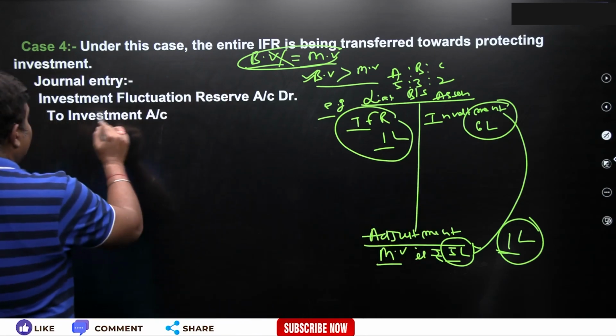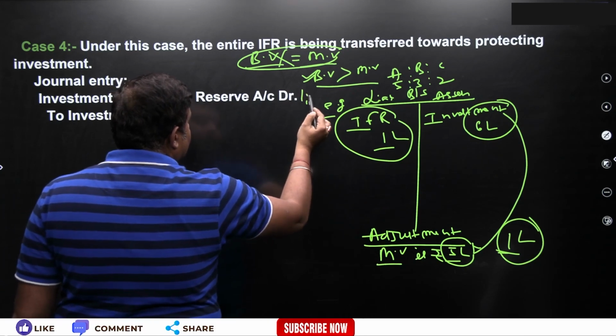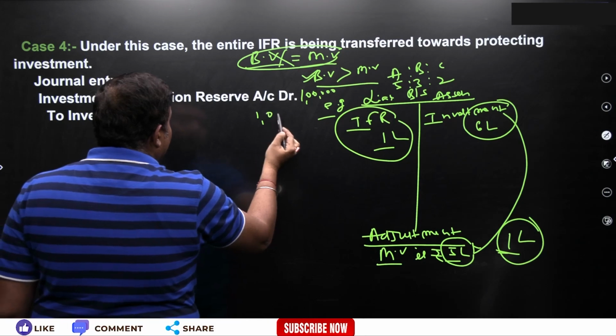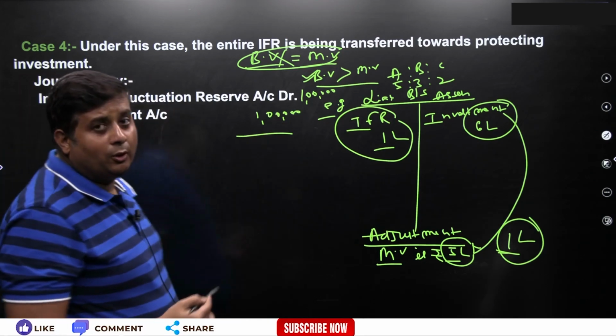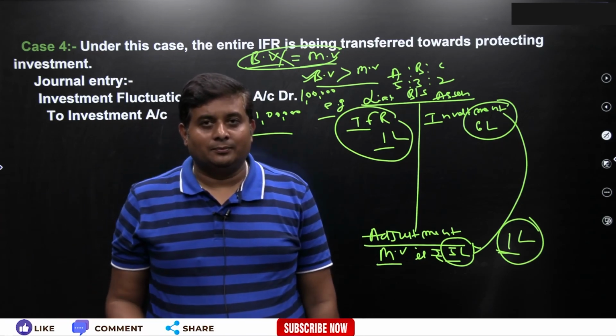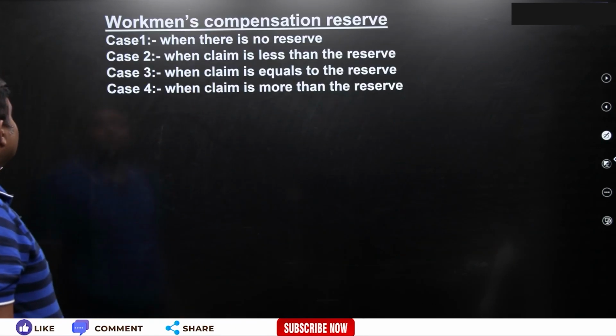So the entry should be investment fluctuation reserve account debit to investment account, 1 lakh and 1 lakh. So the entire amount is being considered to protect the investment. All right. So moving to the next condition.